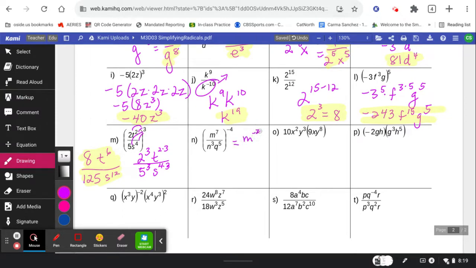This becomes m to the negative 28 over n to the negative 12, q to the negative 20. Because of those negative exponents, everything wants to flip. N to the 12th goes on top, q to the 20th goes on top, m to the 28th flips to the bottom.